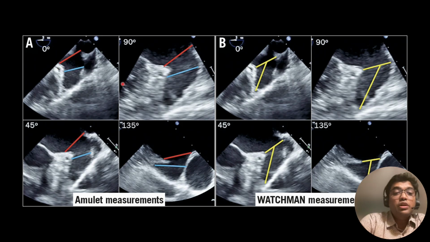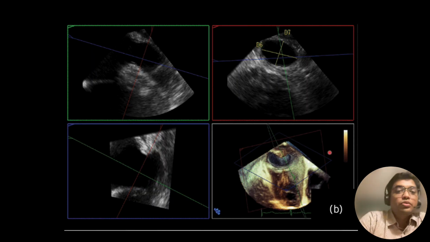So these are the measurements that you'll have to take for the Amulet, that is for the neck and also for the ostium. And for the Watchman measurements, you have to take the neck and also the height or depth of the left atrial appendage. That is how your 3D MPR of your left atrial appendage will give you the exact orifice size of your left atrial appendage.